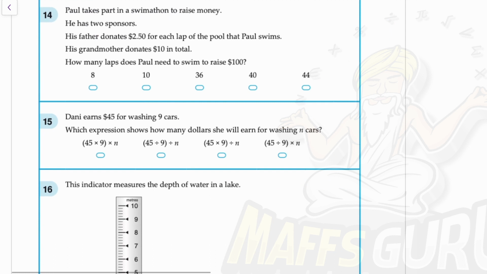Paul takes part in a swimathon to raise money. He has 2 sponsors. His father donates $2.50 for each lap of the pool that Paul swims. His grandmother donates $10 in total. How many laps does Paul swim if he raises $100?